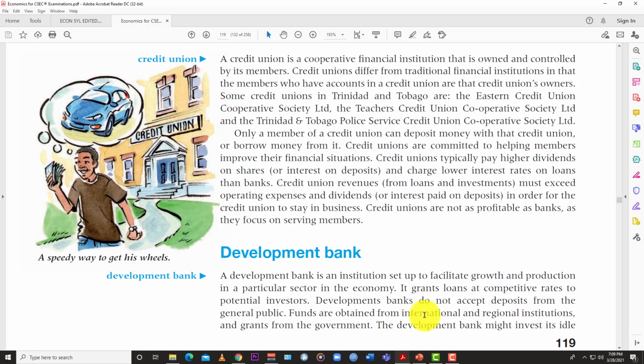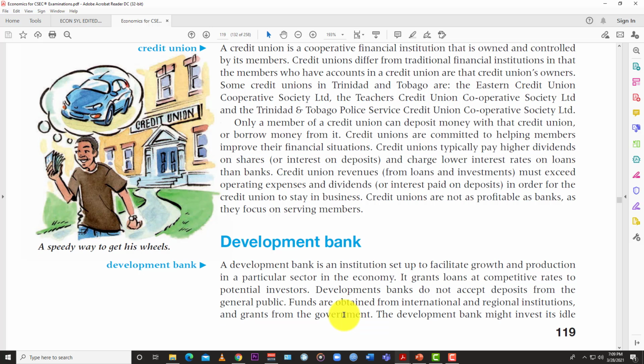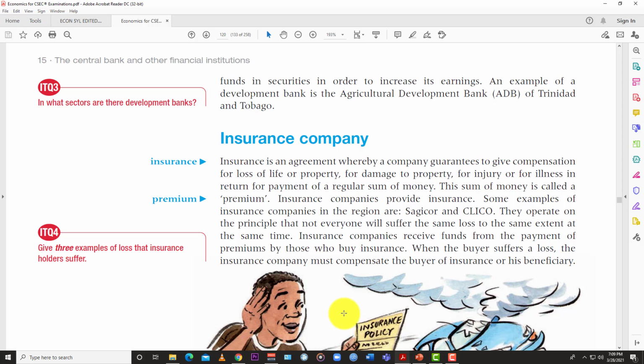Funds are obtained from international and regional institutions and grants from the government. The development bank might invest its idle funds in securities in order to increase its earnings. An example of a development bank is the Agricultural Development Bank of Trinidad and Tobago.